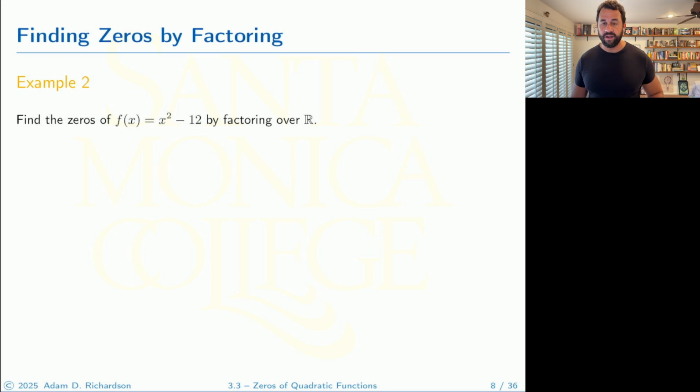Let's do another one here. And this is where the factorization is going to come in. Factorization domain is going to be important. I want you to find the zeros of this quadratic function by factoring it over R, okay?